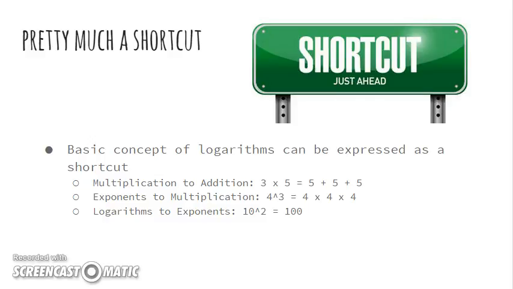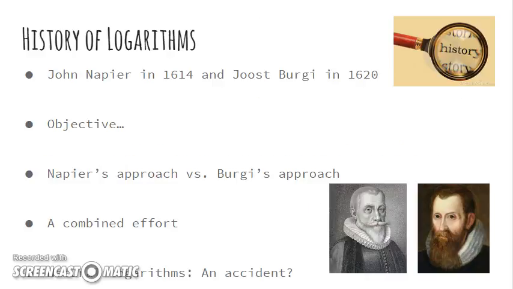Basically, logarithms are a shortcut. In math, there are a lot of shortcuts, like multiplication is a shortcut to addition. Like 3 times 5 is the exact same thing as 5 plus 5 plus 5. Same thing with exponents and multiplication, where 4 to the third is the same as 4 times 4 times 4. Logarithms are shortcuts to exponents, like 10 to the second is 100. Understanding logarithms a bit better? Hopefully you said yes. If not, let's keep going and you'll get there.